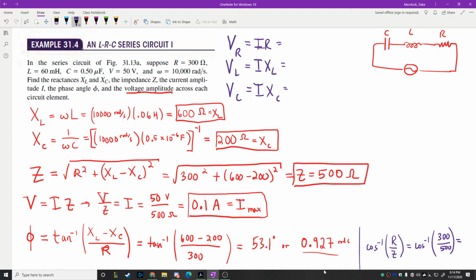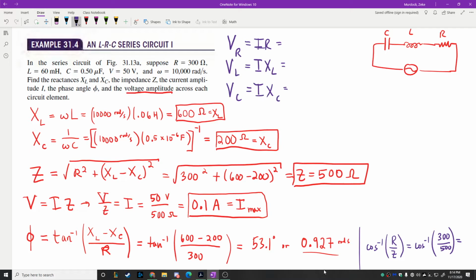So should I write what you plug in, or should I let you just plug it in yourself? Maybe it's more educationally valuable if you just plug it in yourself. So tell me what y'all get. What do you get for VR, VL, and VC? Maybe a few of you try VC, a few of you try VL and VR so we can get all the answers.